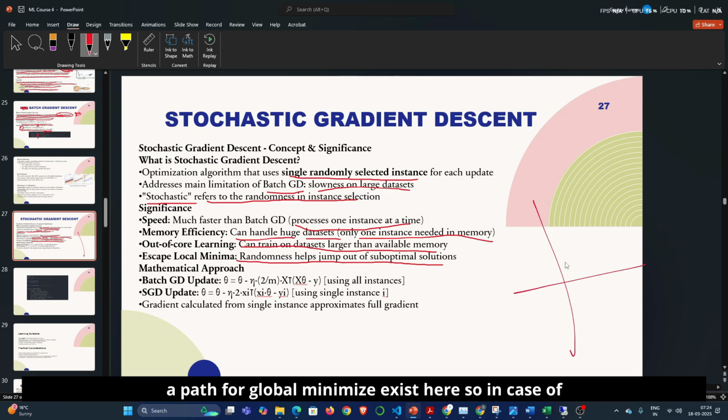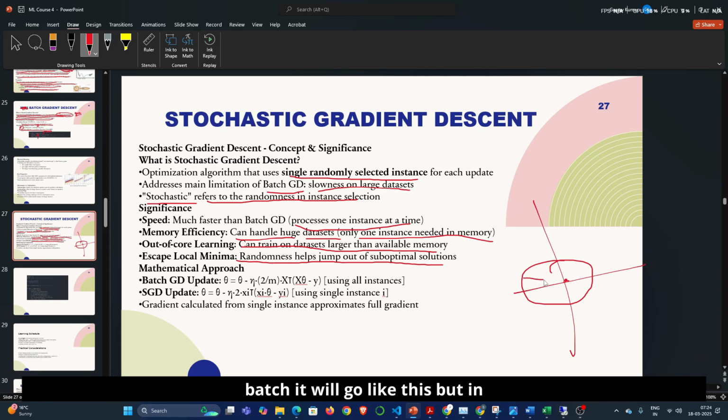So if this is the path to the global minima, in the case of batch, it will go like this. But in stochastic, it will go like this. Chances are high that it will topple around the middle, meaning the convergence point is also near the global minima. It can handle huge datasets, with only one instance needed in memory. That's true. It can train on datasets larger than available memory.